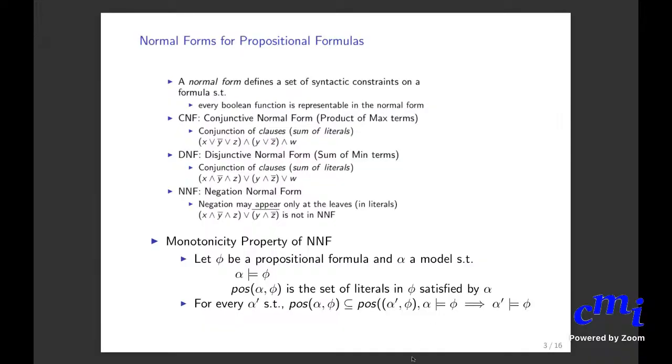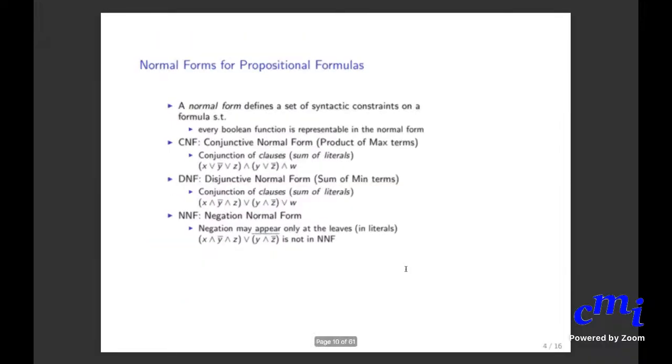So this is just an example of how, when you have formulas in certain normal forms, there are certain properties that they satisfy which can be exploited. Now, there is another normal form, besides CNF and DNF, which I guess most of you have heard of.